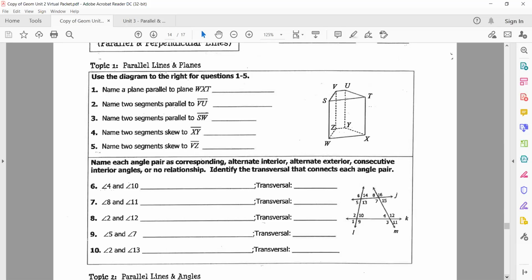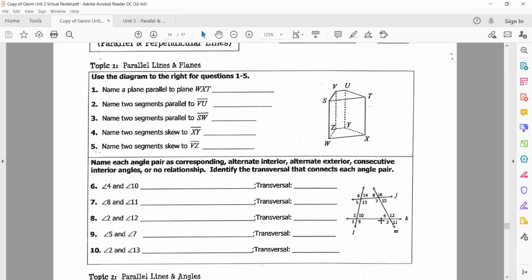Every one of you should be jumping up and down saying, yes, they are, Mr. Alley, Mr. J. They are alternate exterior. Remember, well, maybe you weren't here that day, but the 2 lines that the transversal cuts through, the space in between those 2 lines is what's considered the interior. It's not a closed shape, because we don't care about this other transversal over here, but it is between the two lines.